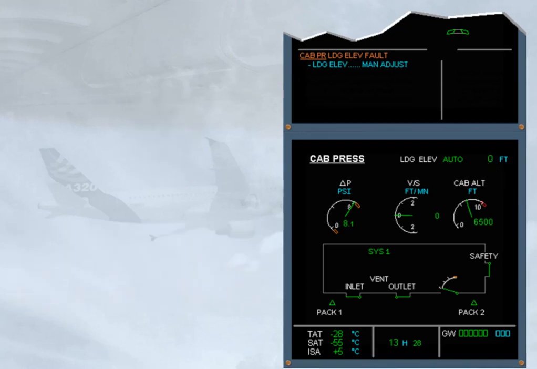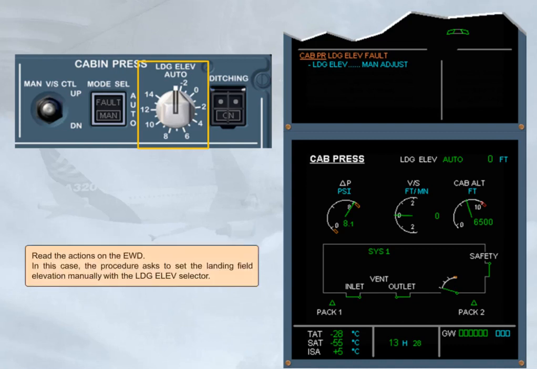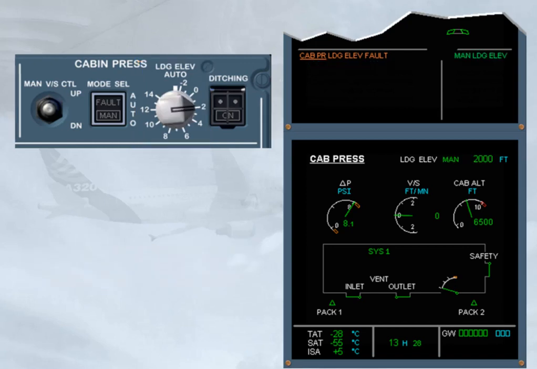Read the actions on the engine warning display. In this case, the procedure asks to set the landing field elevation manually with the landing elevation selector. As soon as the selector is moved from the auto position, the action line on the engine warning display clears and a manual message appears on the cabin pressure page. The landing elevation value will also indicate the selected value.